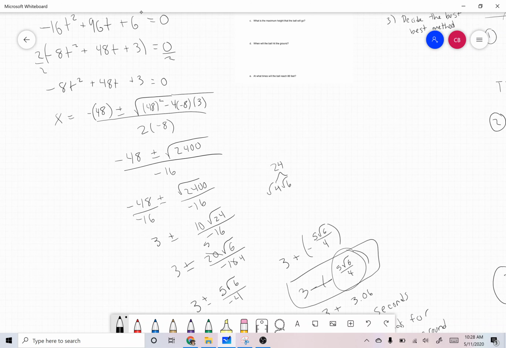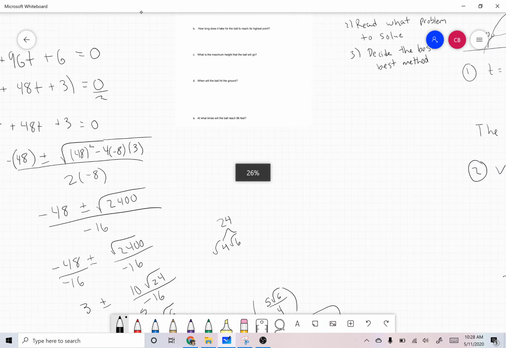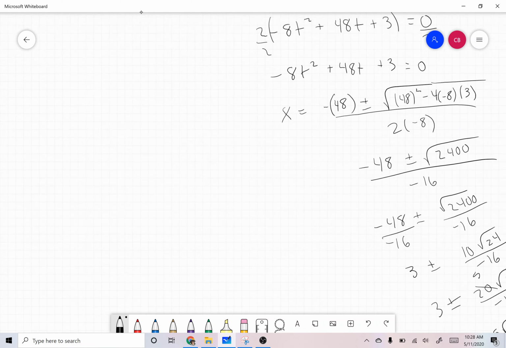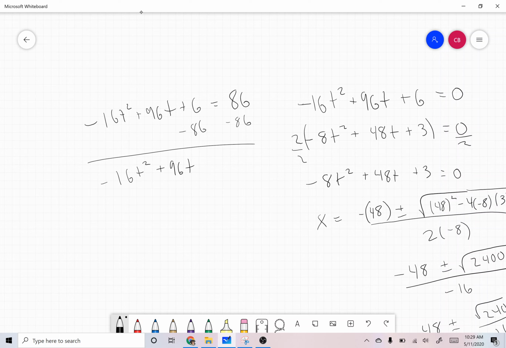Finally, let's do the last one. It says, at what time will the ball reach 86 feet? Well, 86 feet is a height, so let's use the equation again. We want to know when it will hit 86 feet. Negative 16t squared plus 96t plus 6 is equal to 86 feet. Actually, let's just subtract 86. We have negative 16t squared plus 96t minus 80 is equal to 0.